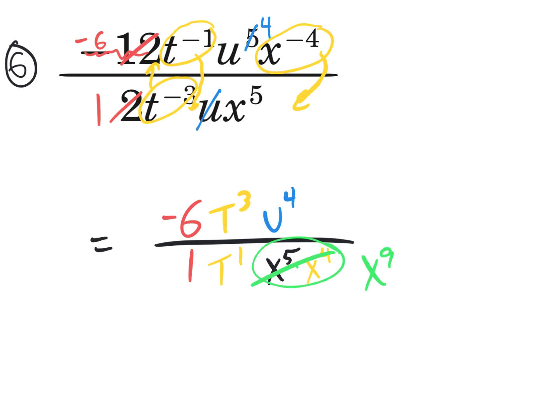Say again? Canceling, right? Canceling again, right? We canceled up here the u's, but now we have t's on top and bottom. So let's cancel those t's. We cancel one of those t's with one of these 3, leaving you 2 left over. So what do we have as a final answer? We have negative 6 t squared u to the 4th over x to the 9th. You could put the 1 if you want, but it's not necessary. There's your final answer. I hope you guys understand that.